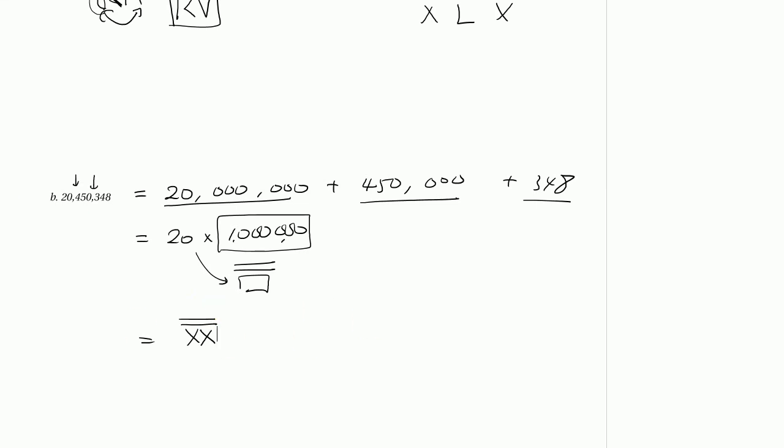The next one is 450. So 450, we have to multiply 450 times 1000, and 1000 is just 1 bar above that number. So we need 450. Okay? So it's better to think 450. And 50 is just L.